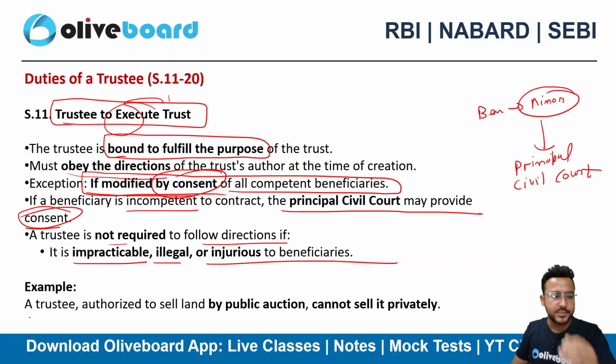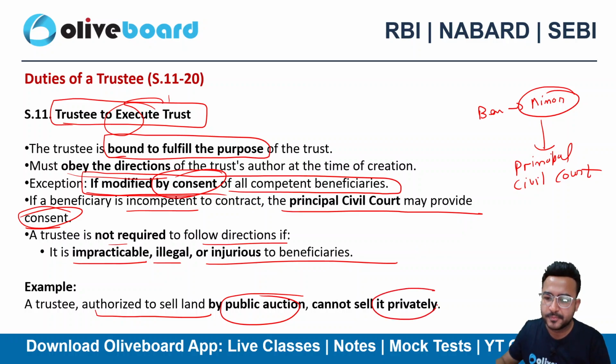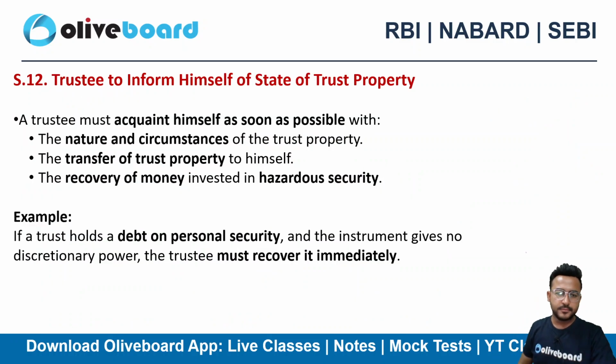Now let's take an example of an impracticable or illegal direction. Let's suppose a trustee is authorized to sell the land by public auction. So I am a trustee of the property. I need to sell that land for the benefit of beneficiaries, that too in a public auction. Now I cannot sell it privately, right? That becomes illegal, right? That becomes injurious to beneficiaries. Why do a private transaction when the trust deed says I need to do a public auction?